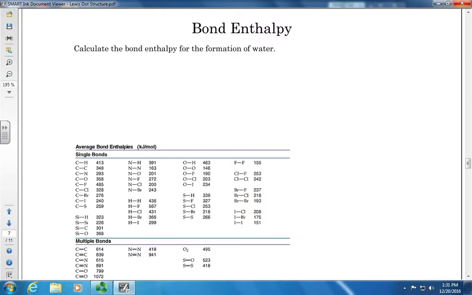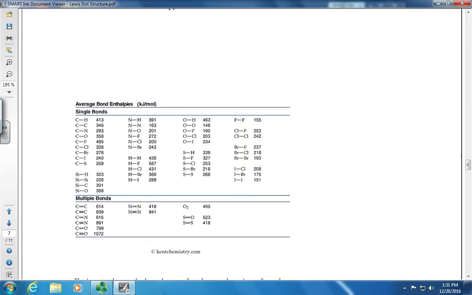Hello, my name is Robert Smith, and I'm with New River Community College's Academic Assistance, and today we are looking at bond enthalpy. We're asked to calculate the bond enthalpy for the formation of water as our first little project. And over here, I have a table of average bond enthalpies.